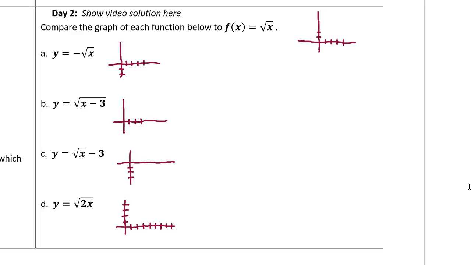Here are the answers for the day 2 Bell work. Compare the graph of each function below to this function right here, f of x equals the square root of x. Well, if we're going to compare graphs, we need to know what they look like.